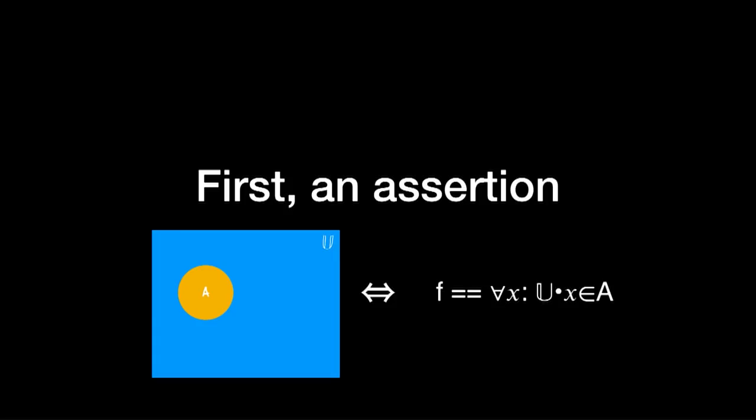I'm going to start with an assertion. And this is a bit mathematical and a bit philosophical. That is that if I have a thing and I know what I'm allowed to do to that thing and how it's going to behave when I do it, I have an entire definition of that thing.